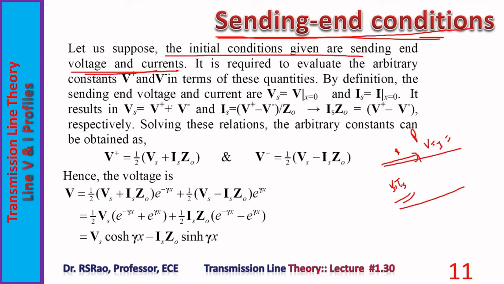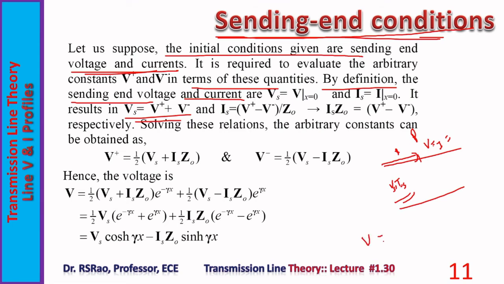It is required to evaluate the arbitrary constants V plus and V minus in terms of these quantities. By definition, the sending end voltage and current are Vs equal to V at x equal to 0, and Is equal to I at x equal to 0. Now it results in Vs equal to V plus plus V minus. How has this come?